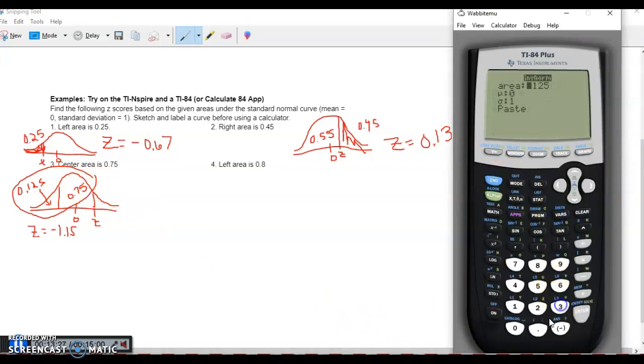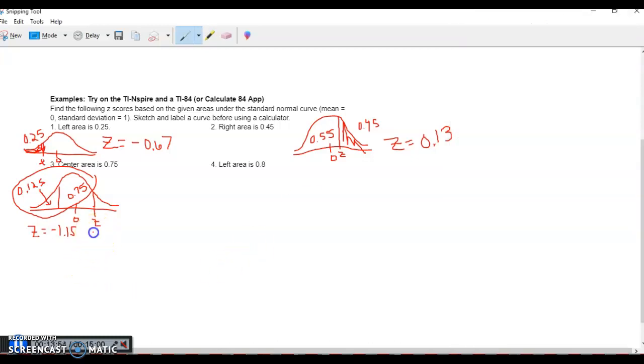So 0.975, I go back to inverse norm, second VARS, 0.975. That second z value, oops, I messed up, hold on. 0.125 and 0.75. Oh, 0.875. Oh, Lord. It's Friday, y'all. Let me go ahead and just change this to 0.875. And there I get that 1.15 that I wanted. So this z is 1.15.